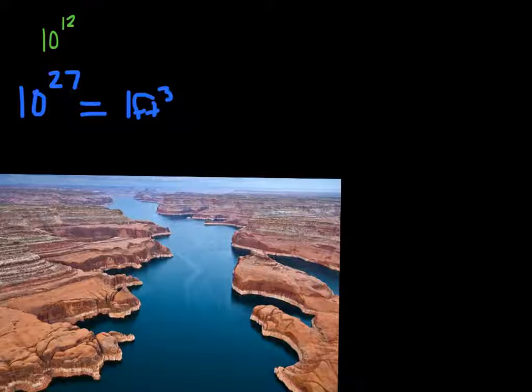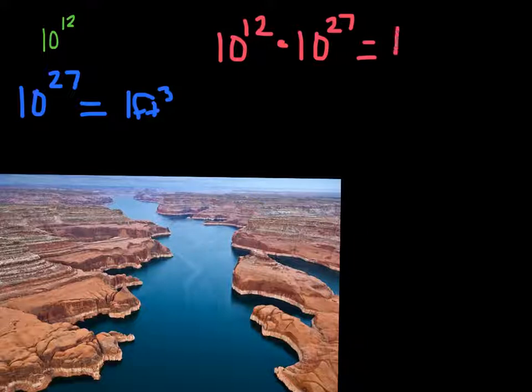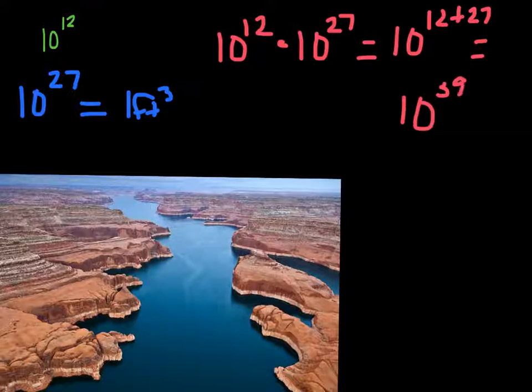To solve for this, we'll need to take the volume of the reservoir, 10 to the 12th, and multiply it by the number of water molecules in each cubic foot of water, or 10 to the 12th times 10 to the 27th. To solve, we'll simply add 12 plus 27. Oops, sorry, I ran out of room here, giving us an answer of 10 to the 39th power. So the reservoir holds about 10 raised to the 39th power molecules of water.